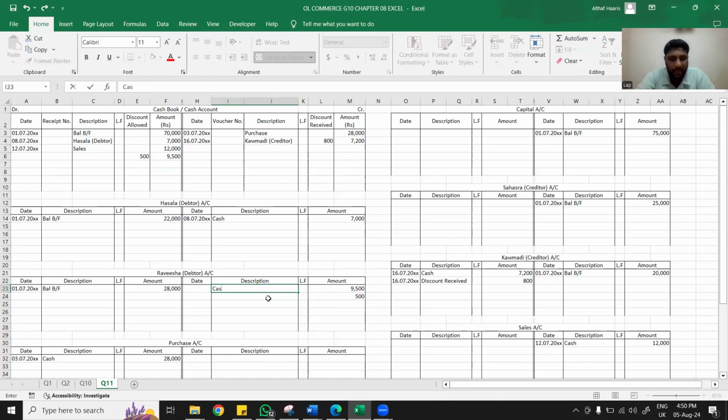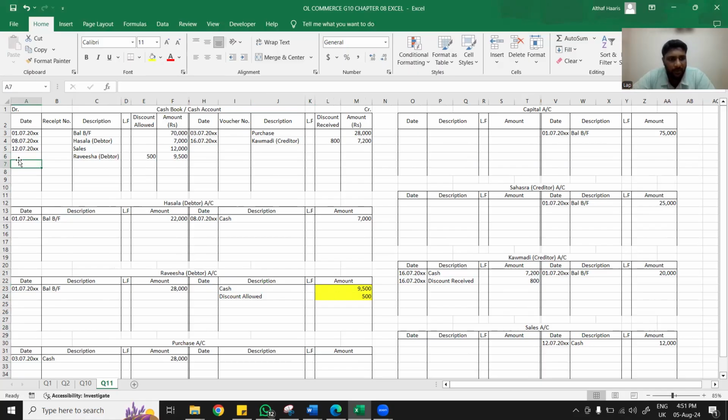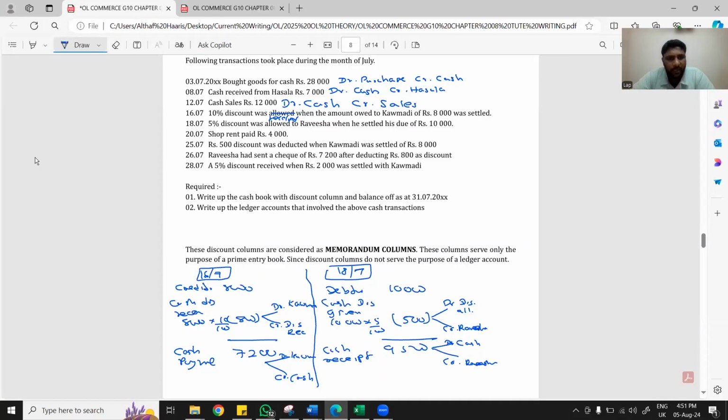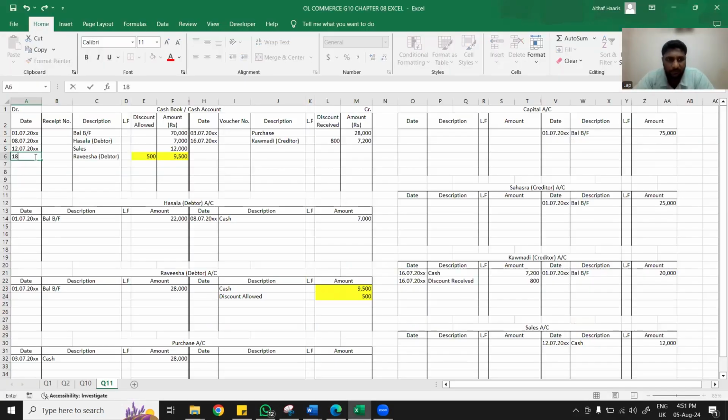Here, cash and discount allowed. Here you can write Ravisha debtor. What is the date? 18/7/20XX.